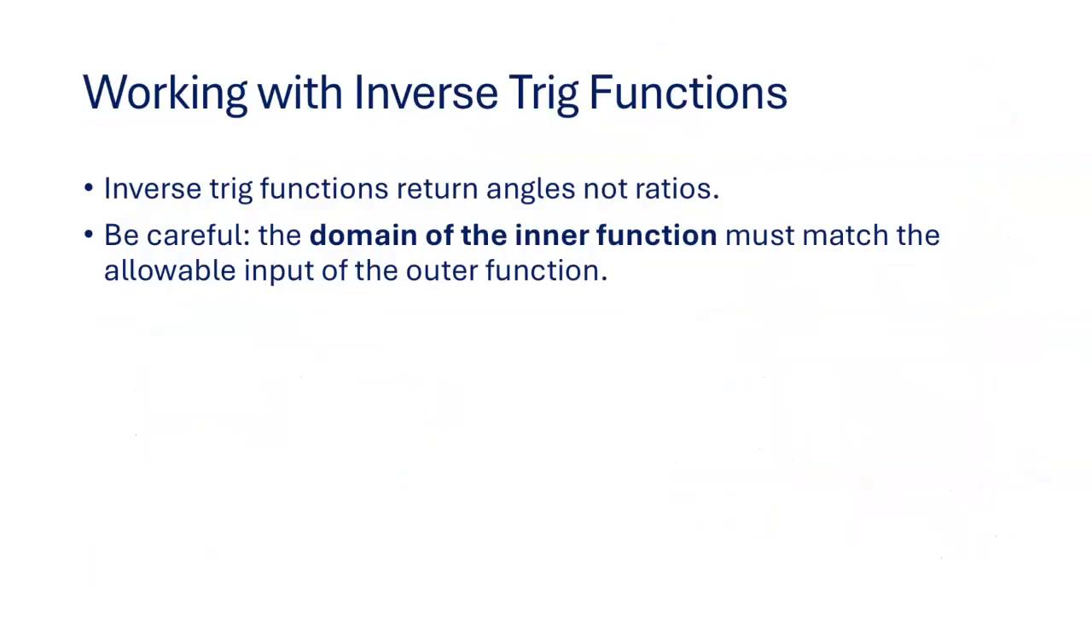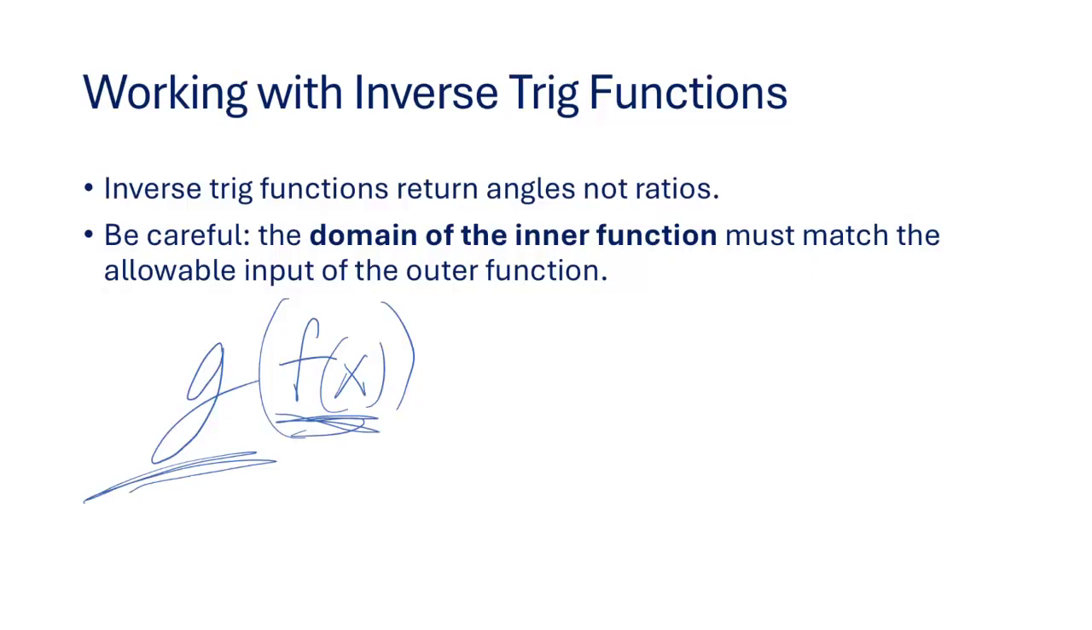Once again, working with inverse trig functions. Inverse trig functions return angles, not ratios, whereas trig functions take in angles and give ratios. They do the opposite. Be careful that the domain of the inner function must match the allowable input of the outer function. So for some g of f of x, where obviously these are trigonometric functions, the domain of the inner function must match the allowable input for the outer function. Okay.